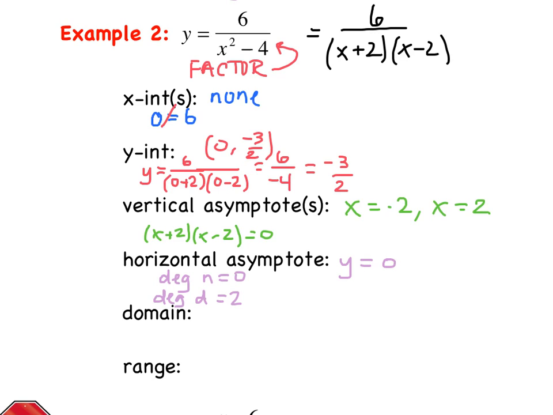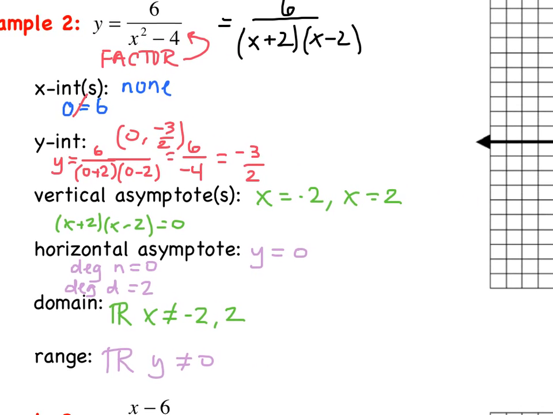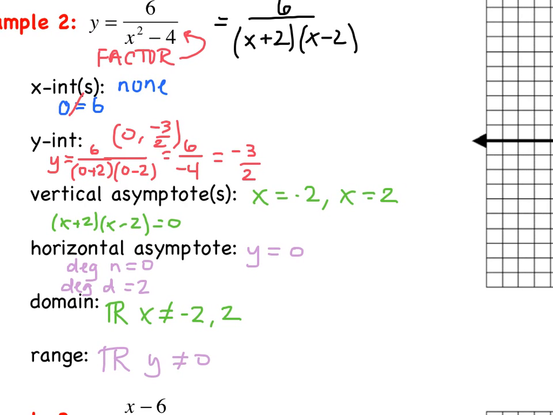horizontal asymptotes. Our domain is going to be all reals, but x cannot equal negative 2 or positive 2. All right? And our range is all reals, but y cannot equal 0. All right? So now this time, our table of values is going to look a little bit different only because we've got two vertical asymptotes. So we're going to split up our table accordingly.